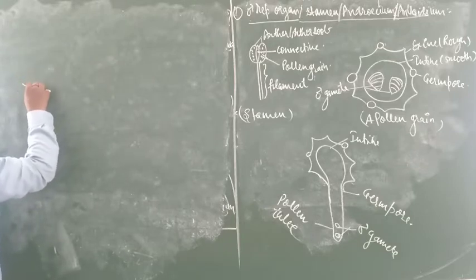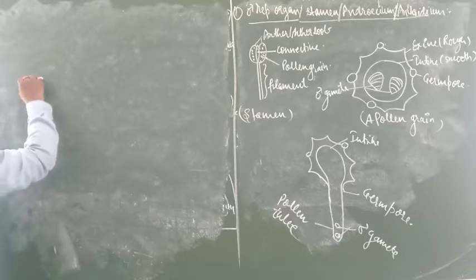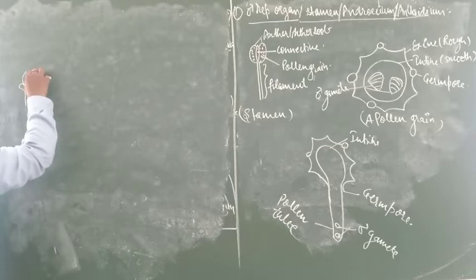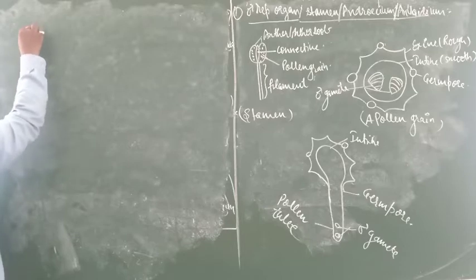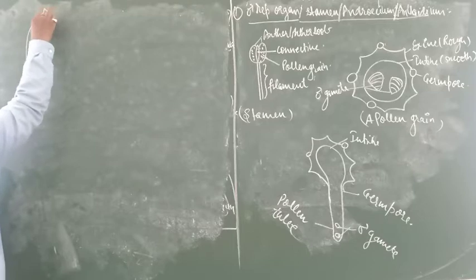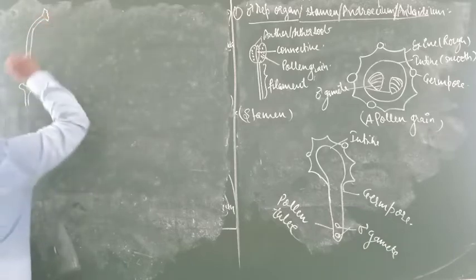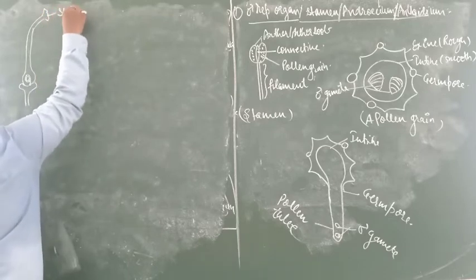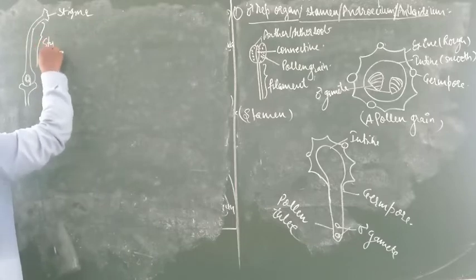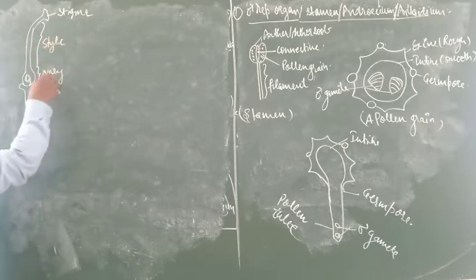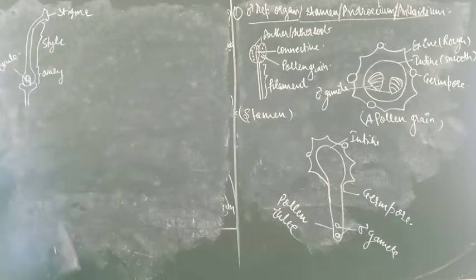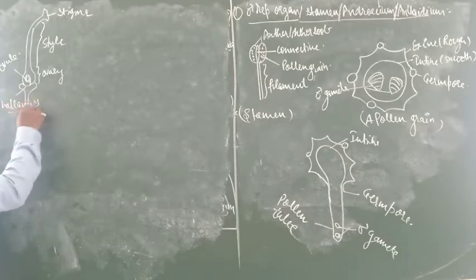Suppose this one is the thalamus. Okay, this is the structure. Here one ovule is present. This structure is called the stigma, which you already know. This longitudinal structure is called the style, and this one is called the ovary. Inside the ovary, an ovule is present. Similarly, as pollen grains are present inside the anther lobe, the ovule is present inside the ovary. One ovule diagram is important for you. This is called the thalamus.